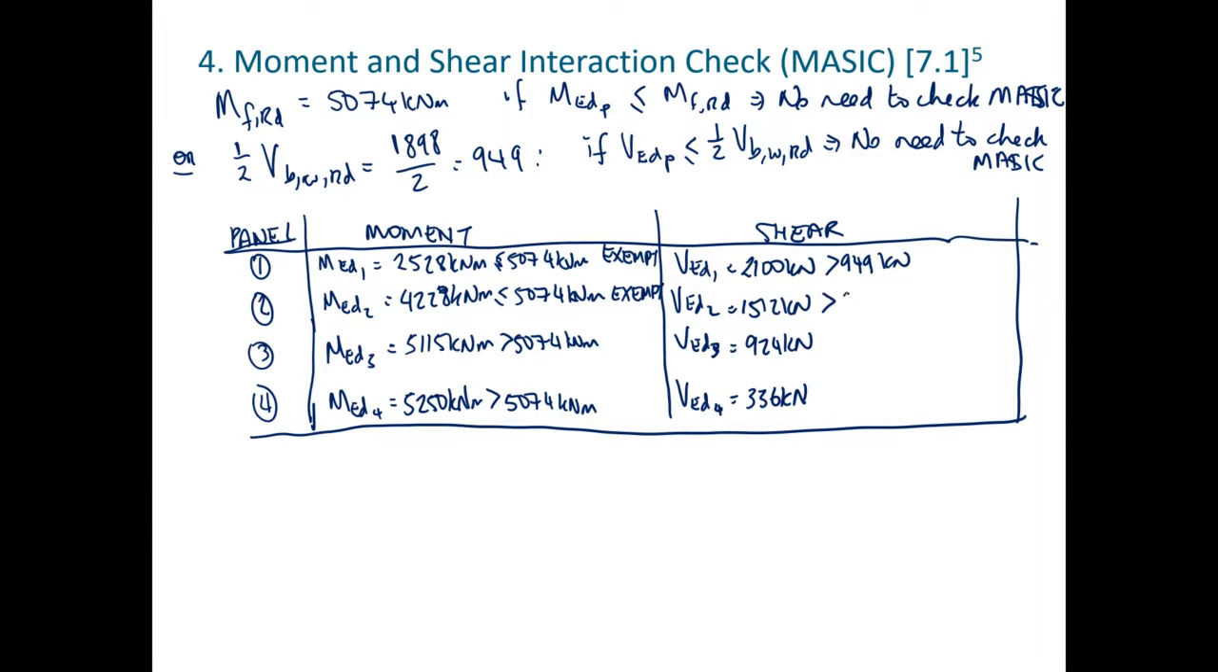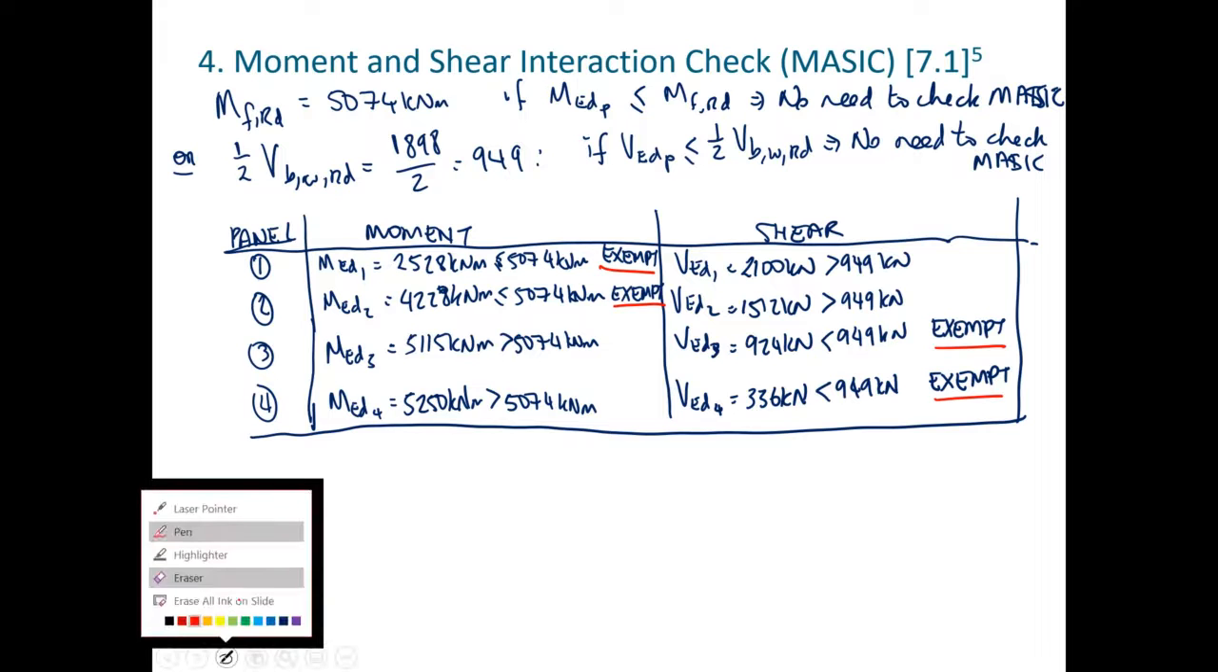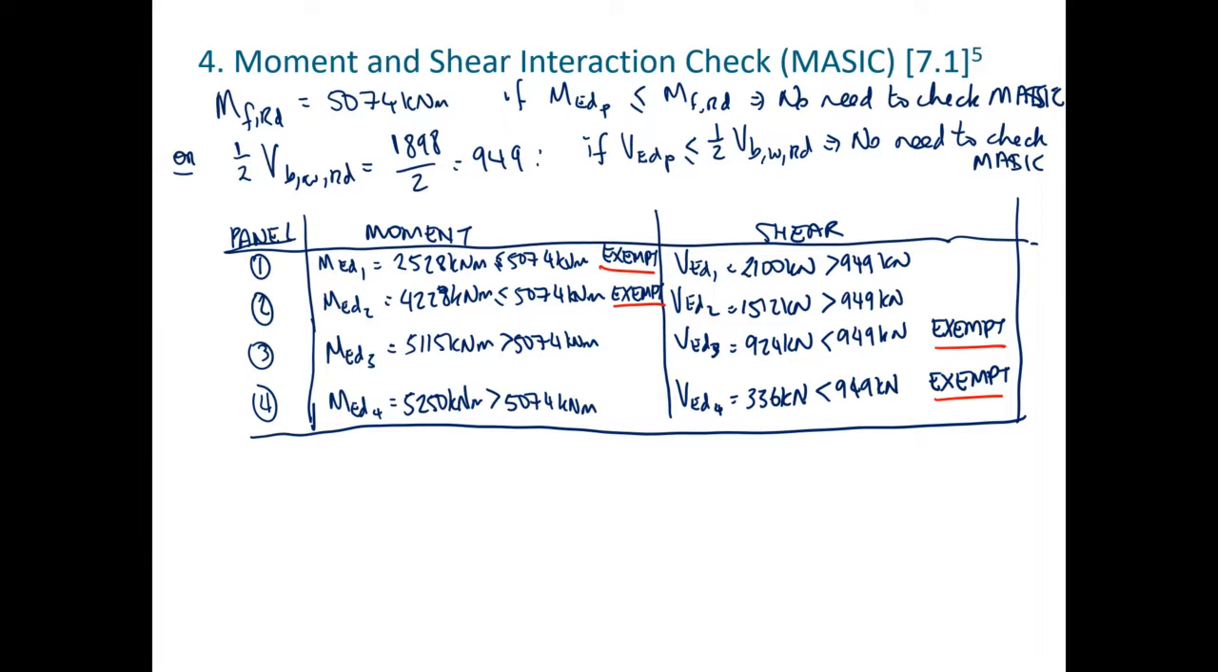That's greater than 949, so 949 being half of the shear buckling resistance of the web. The next one is less than 949 kilonewtons, so therefore it's exempt. And the last one is less than 949 kilonewtons, so that's exempt. So in this case, what we can see is that panel 1 and panel 2 are exempt as a result of the moment, whereas panel 3 and panel 4 are exempt because of the shear. So they have low shear demand in there. So therefore, all of the panels are exempt either due to shear or due to moment.